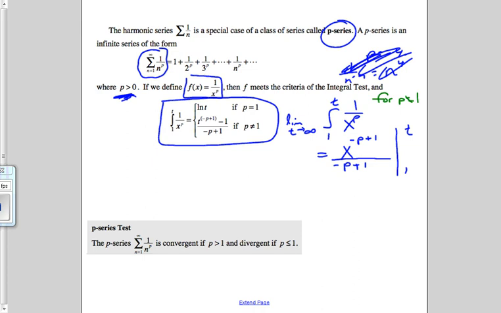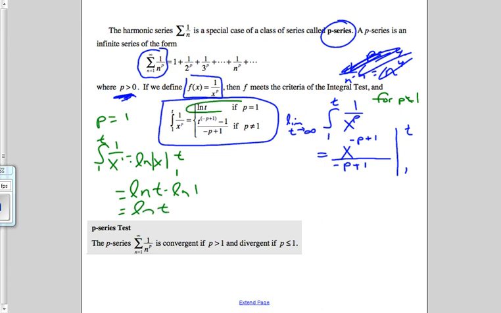If we were looking at when p equals 1, the integral of 1 over x to the p when p equals 1, that's easy. We're going from 1 to t. That's just ln of x from 1 to t, which is just ln of t minus ln of 1, which we know is just ln of t. And that's where this comes from. But where I got stuck before, I just plugged things into the wrong place.